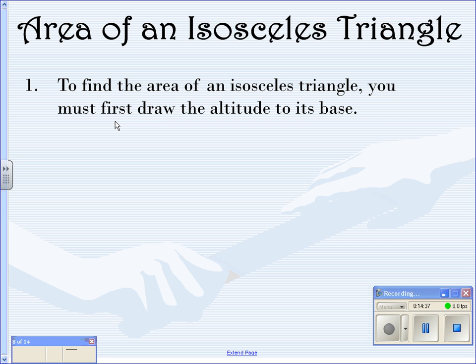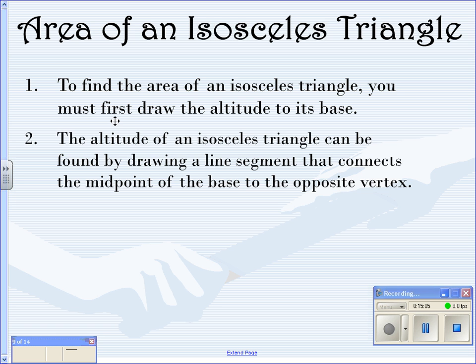Looking at area of isosceles triangles. To find the area, you have to find your altitude to the base. You're going to have to draw in the altitude that goes to the base. We'll go over it. I'll show you. It's not too difficult. After you draw your altitude, you'll find your area. The way that you find your altitude, you draw it from the vertex to the midpoint of the base.